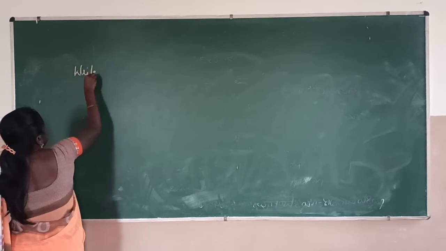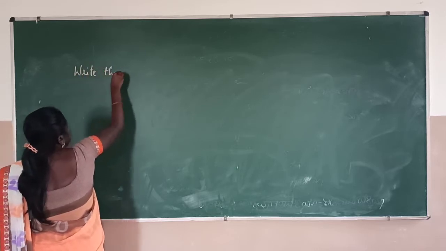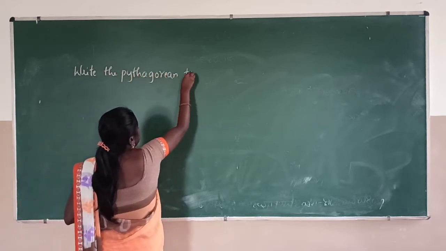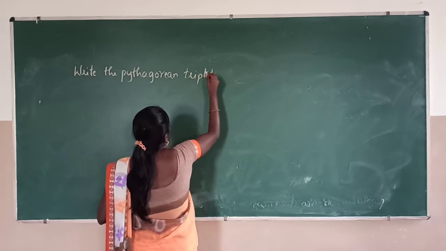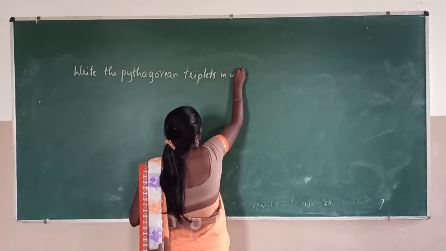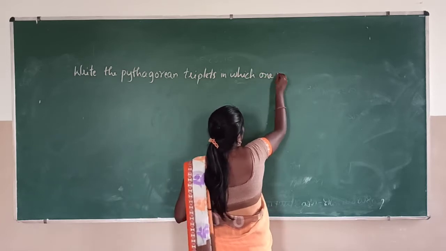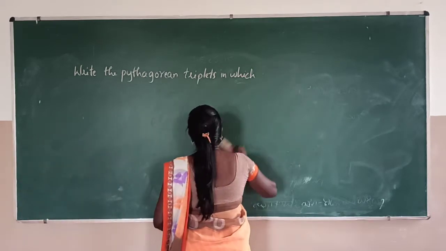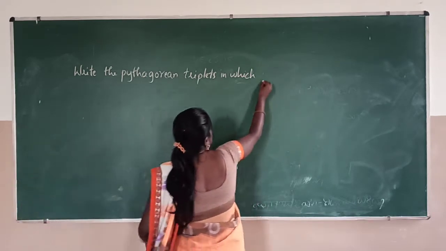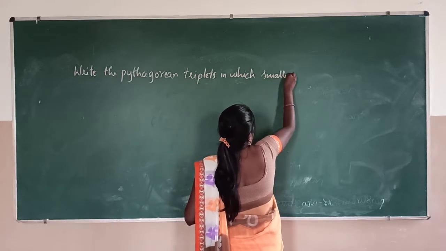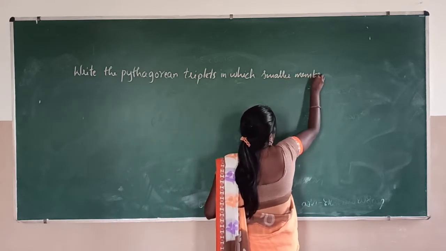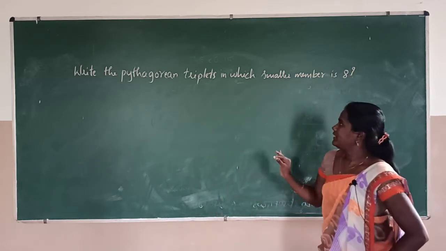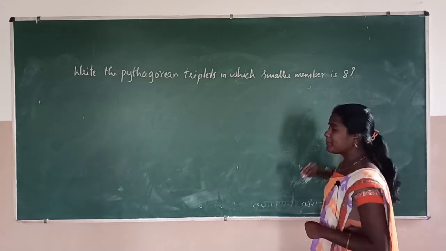Write the Pythagorean triplets in which one number, or in which the smaller number, is given in your textbook. Write the Pythagorean triplet in which smaller member is 8.